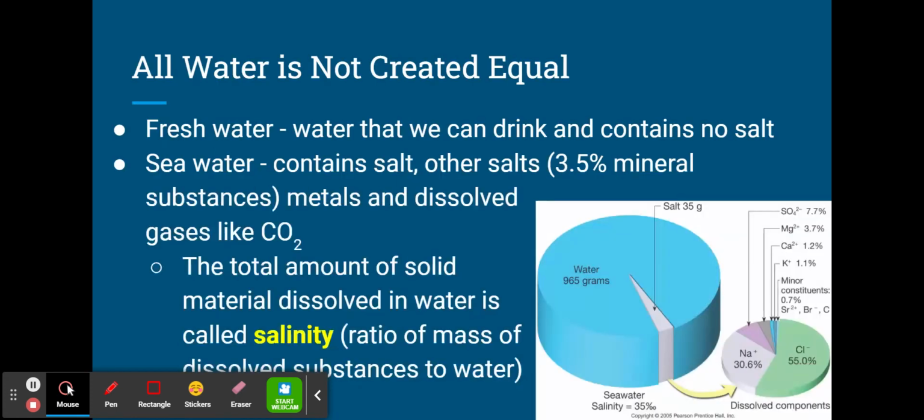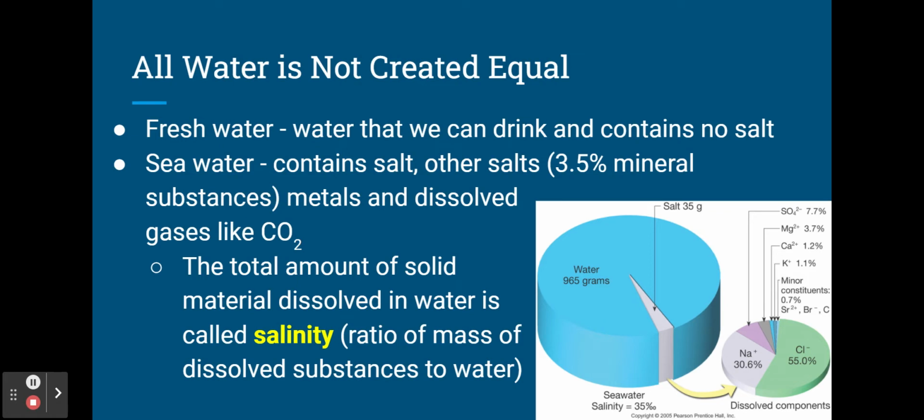What's really in the ocean? All water is not created equal. Fresh water is water that we drink, it doesn't have any salt in it. Then there's seawater, which contains salt and other salts. So it's not just like the table salt that you're familiar with, but also other kinds of salt. Those salts are 3.5% of mineral substances. Then there are metals and other dissolved gases like CO2.